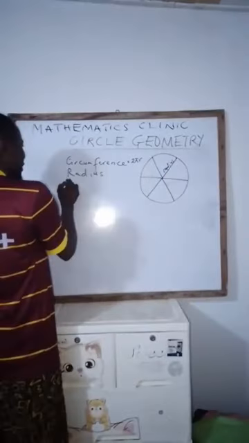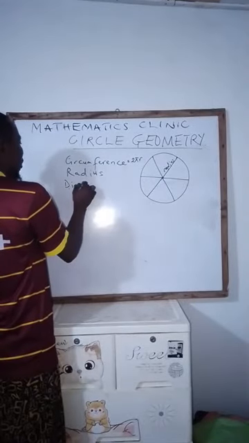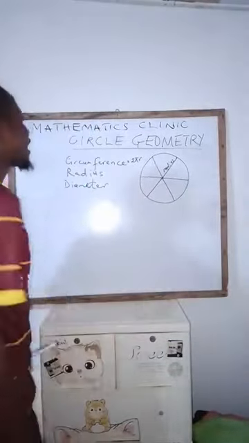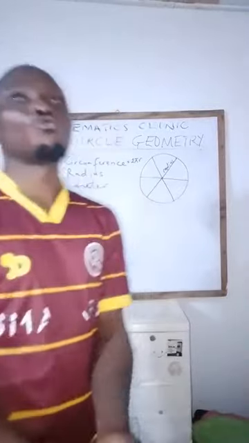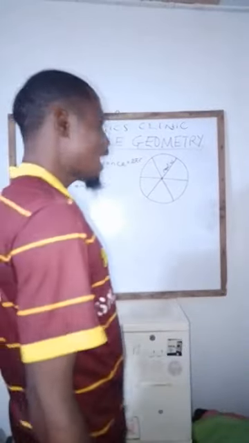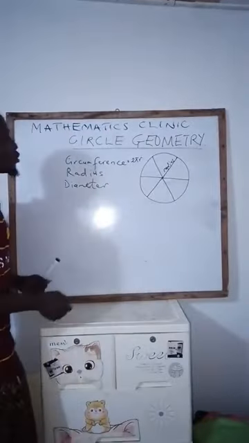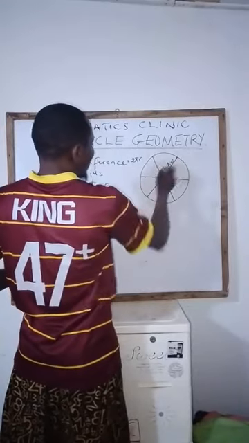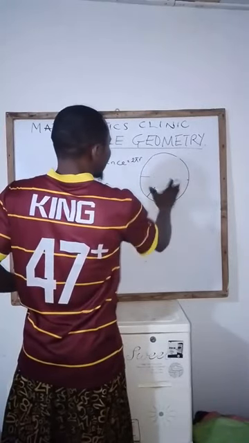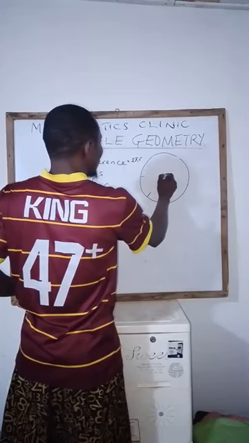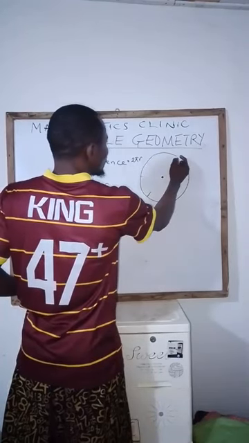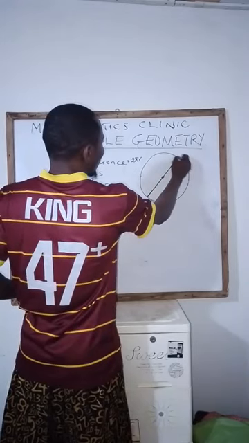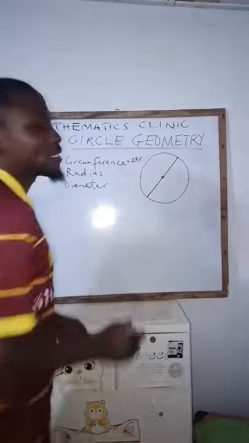Moving forward, the next to talk about is diameter. What is diameter? The diameter of a circle is that line that divides a circle into 2 equal parts. We talked about radius. We said surrounding is circumference. Now, any line that passes through the center of a circle and touches 2 points on the circumference is called a diameter.